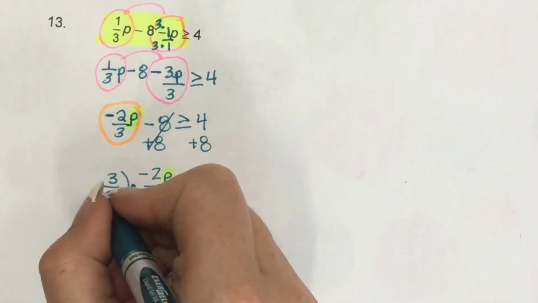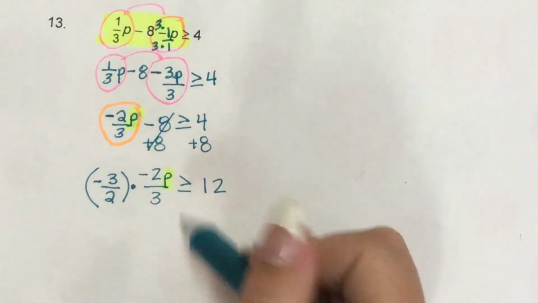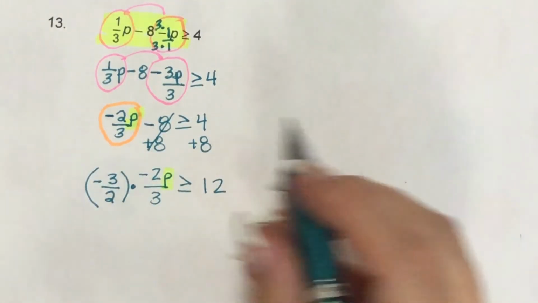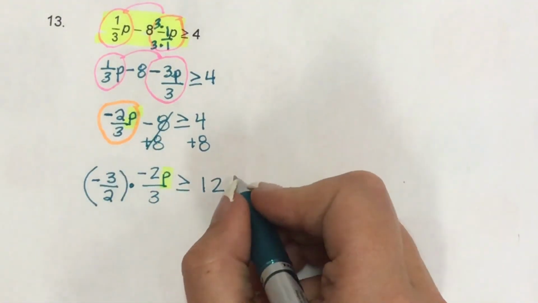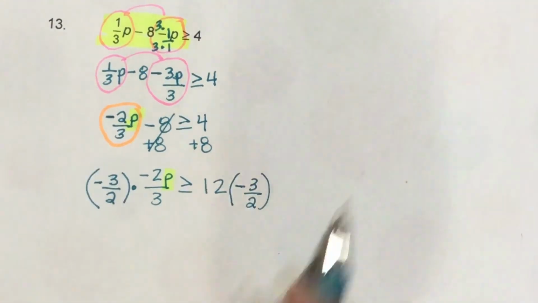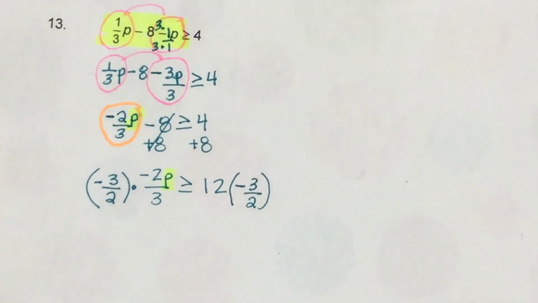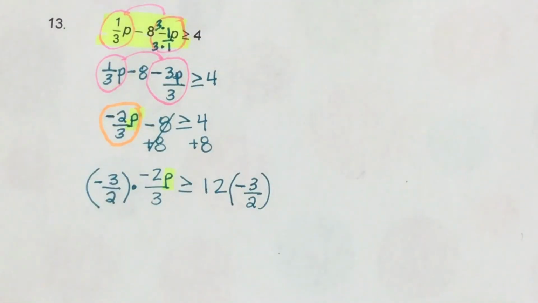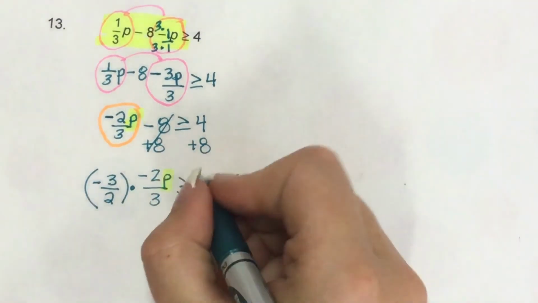And this is negative, so this is also going to be negative. Then we have a negative times a negative, which is going to make p positive. So we're going to multiply both sides by the reciprocal, which is negative 3 over 2. Wait, hold up. Did we just multiply both sides by a negative number? Yes, we just multiplied both sides by a negative number. Then what do we need to do? We need to flip that sign. So we need to go ahead and flip it. Okay, flip it.